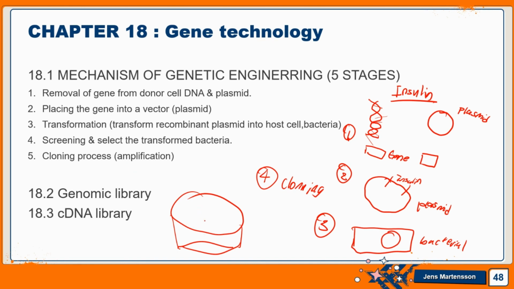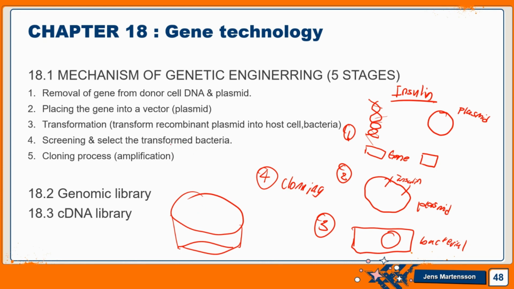Awak perlu membuat pemeriksaan sama ada semua bakteria ini ada insulin plasmid. If tak ada, awak kena ambil keluar. Kamu hanya mau bakteria yang ada insulin plasmid sahaja. So this is the way. There are two ways to screen and select the transformed bacteria.